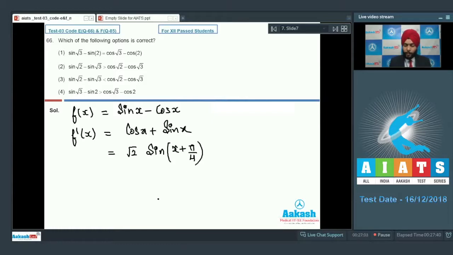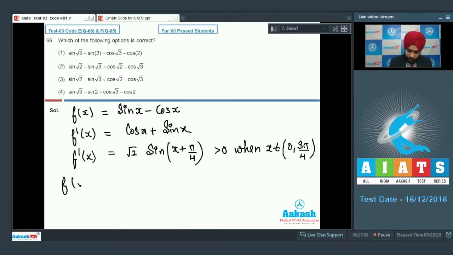Sin of (x plus pi by 4) will be positive when x belongs to 0 to 3 pi by 4. So this f'(x) will be positive when x belongs to 0 to 3 pi by 4 at least. Let us consider this small interval. 3 pi by 4 is a value which is slightly greater than 2. Now all the options contain either root 3 or 2 or root 2. My interval is safe if I take the interval as 0 to 3 pi by 4. f(x) is an increasing function in this interval.